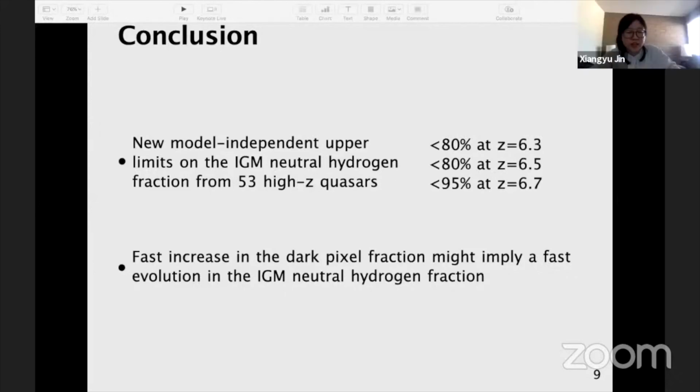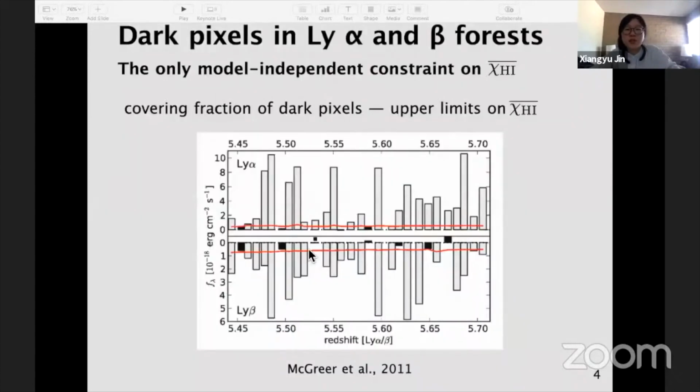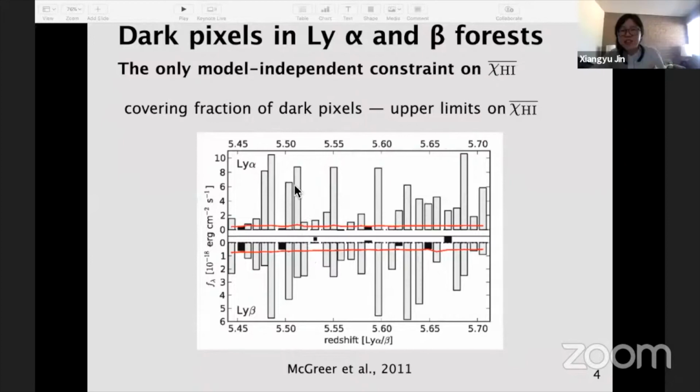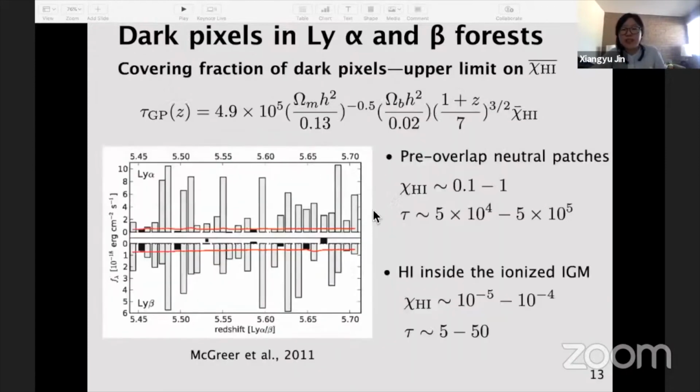So let me go back to those slides. The basic idea is that for the highly ionized region, there are bright pixels. So you just take the opposite of this highly ionized region and use the dark pixels to put an upper limit on the neutral hydrogen fraction. I have a backup slide for this.